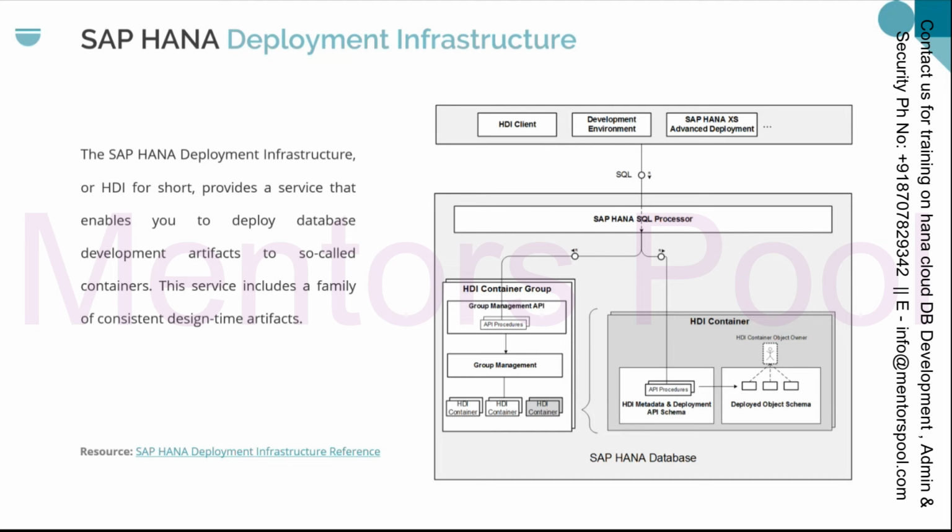SAP HANA deployment infrastructure basically provides you a service that enables you to deploy these database artifacts. So you can deploy the database artifacts only into an HDI container in XSA mode of development. Yesterday we saw the difference with XS Classic, where you deploy objects into a schema-based logical separation.